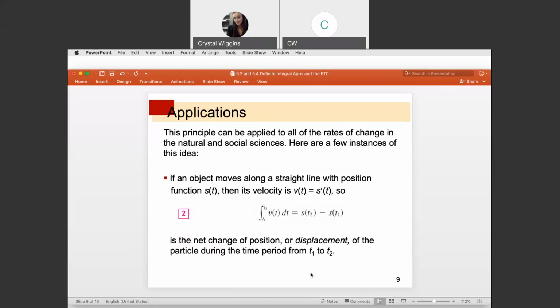If an object moves along a straight line with position function s of t, then the velocity is equal to the derivative of s of t. So if we're looking at the integral from time 1 to time 2 of the velocity function, we will be taking the antiderivative of velocity, which gives us position, and we plug in the 2 times. This will give us the net change of position, also known as displacement, of whatever the substance is, whether it's a particle or a person or whatever.